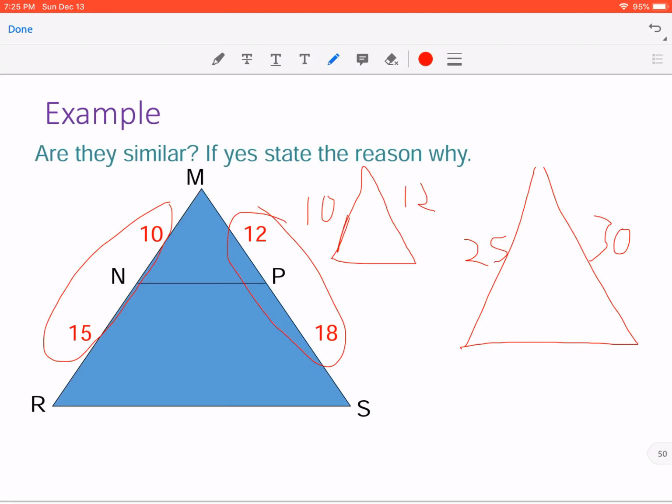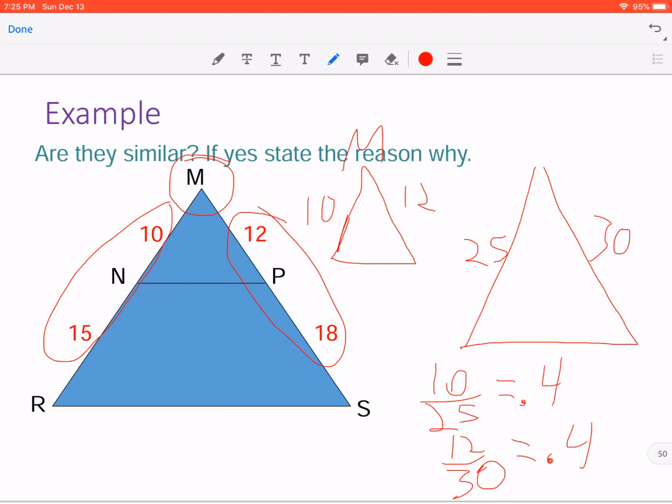Okay? Okay, so 10 should go with 25. And that's 0.4. And 12 should go with 30. Again, just do 12 divided by 30, also 0.4. And remember, when I pulled them apart, angle M was at the top of this one, but it was also at the top of this one. Alright? So they both shared the same angle. So it should be yes, side, angle, side.